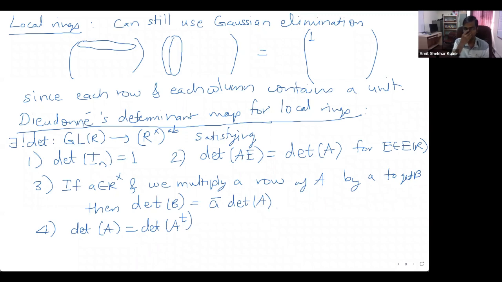So Dieudonné showed that there is a unique map which satisfies these 4 properties. As a consequence, he also showed that, on top of this definition, there is a 5th property which says that the determinant map is actually multiplicative.